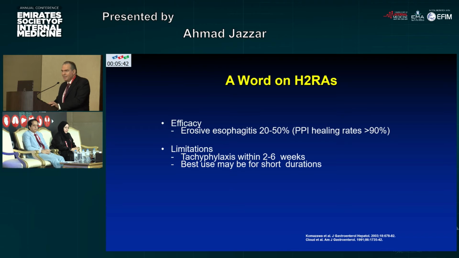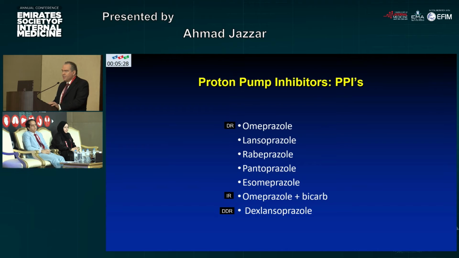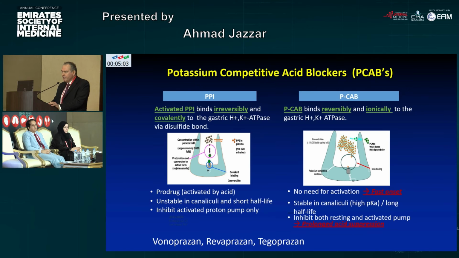From an H2 receptor antagonist standpoint, they're not very effective in comparison to PPIs, with only 20 to 40% healing of erosive esophagitis. And we need to be aware of the development of tachyphylaxis within 2 to 6 weeks with these agents. So PPIs, we started with omeprazole, then lansoprazole, rabeprazole, and wound up with dexlansoprazole, which is the most recent kid on the block. We do have a delayed release or an immediate release with bicarbonate, which gives patients faster symptomatic improvement when they take it. We have a dual delayed release with dexlansoprazole, which allows us to give the medicine before or after meals.